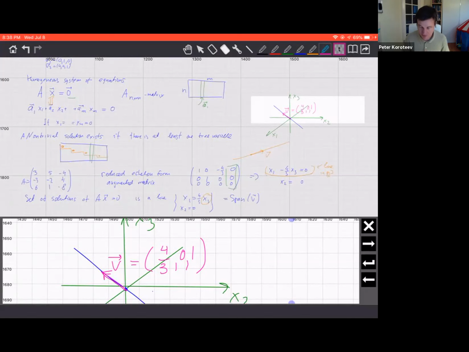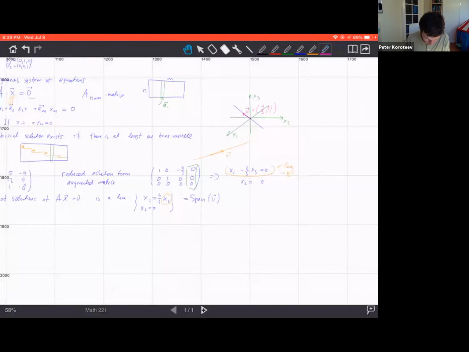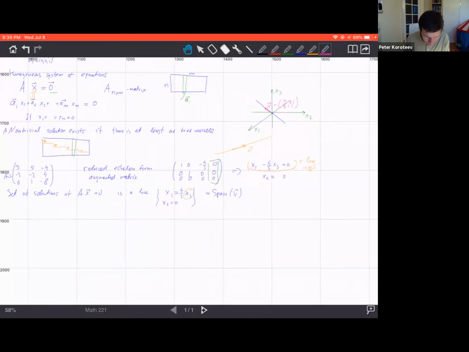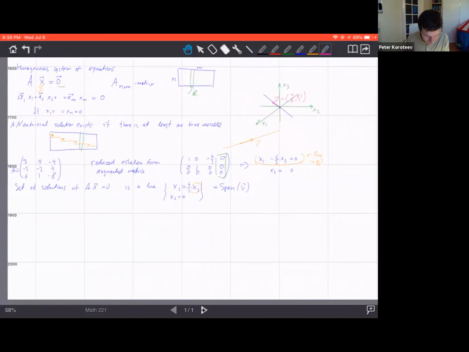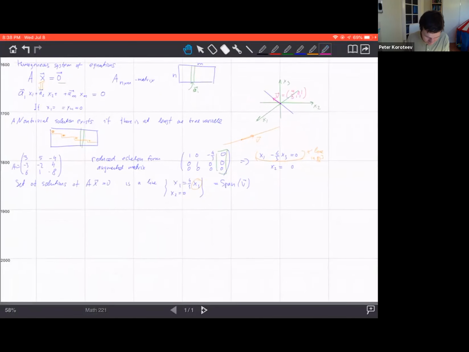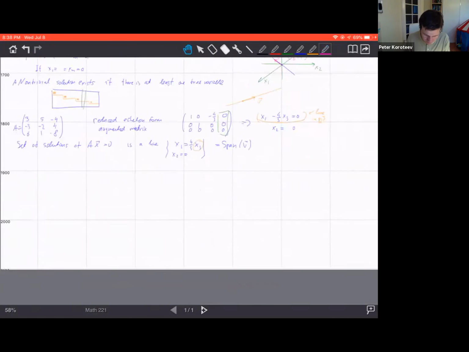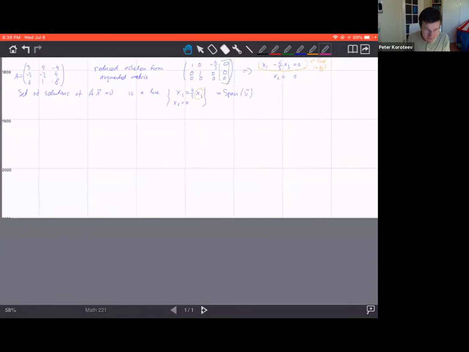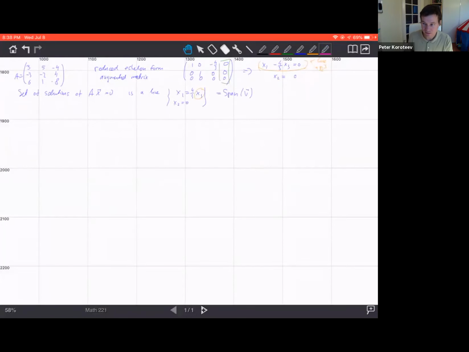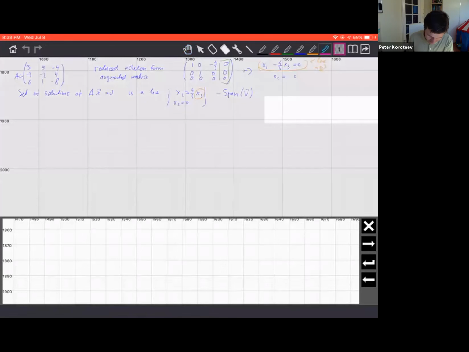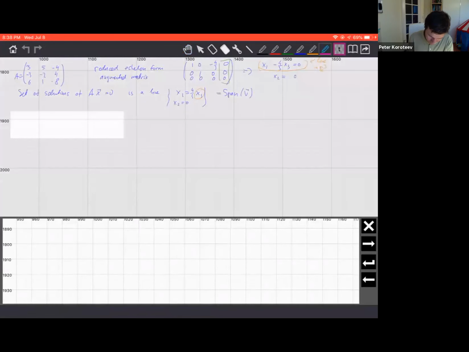Good. So that's the solution of the homogeneous equations. Homogeneous means that the right-hand side is trivial, so it is equal to 0. So now let's modify this and add a non-trivial right-hand side. Right. So now we do the non-homogeneous case.